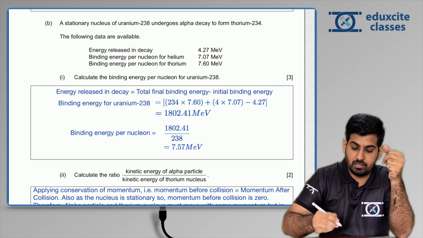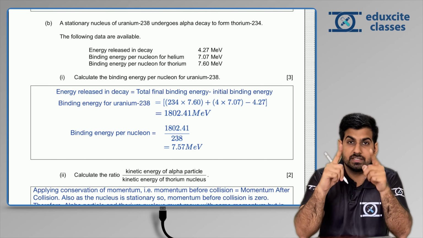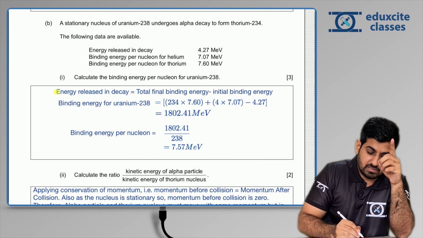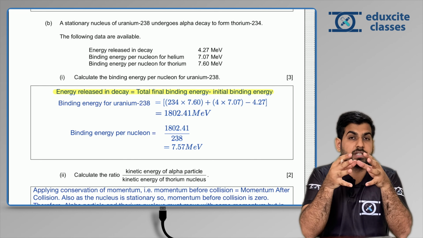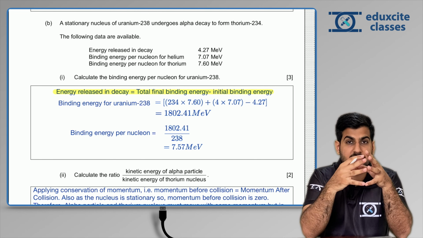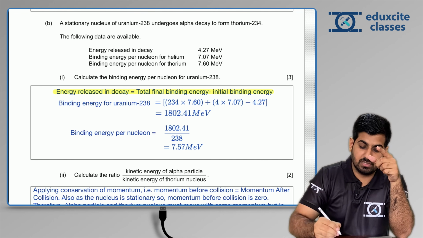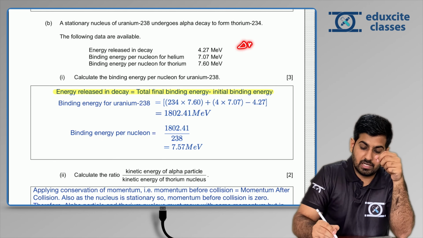Most of you will make a mistake here, and it will not be added. The reason is that this is the formula for the energy released in decay, because the initial binding energy is lower than the final binding energy, since energy has to be released. You know the Einstein mass-energy equation, delta m c squared.